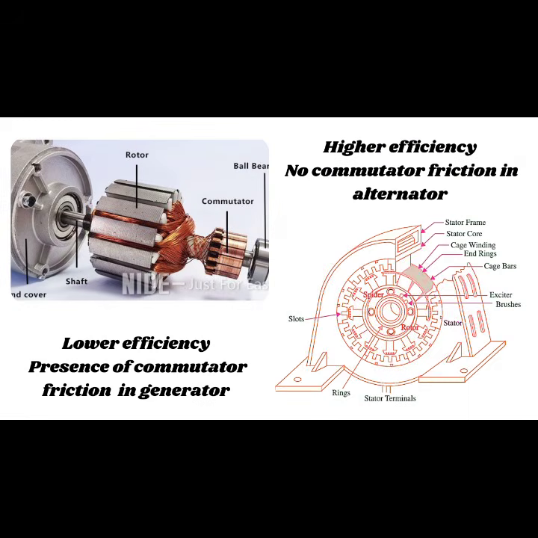3. Efficiency. Alternator: due to its modern design and brushless or low-friction construction, it converts mechanical energy into electrical energy more efficiently. It also loses less energy in the form of heat, whereas in generator, efficiency is lower because of mechanical friction from brushes and commutators, and more energy losses during conversion.